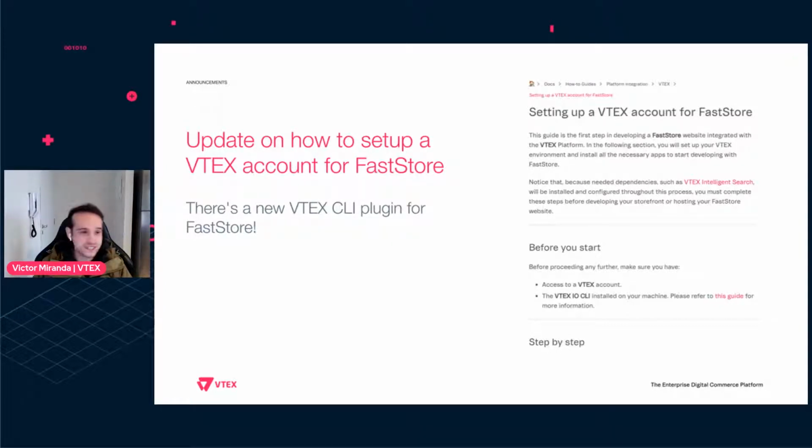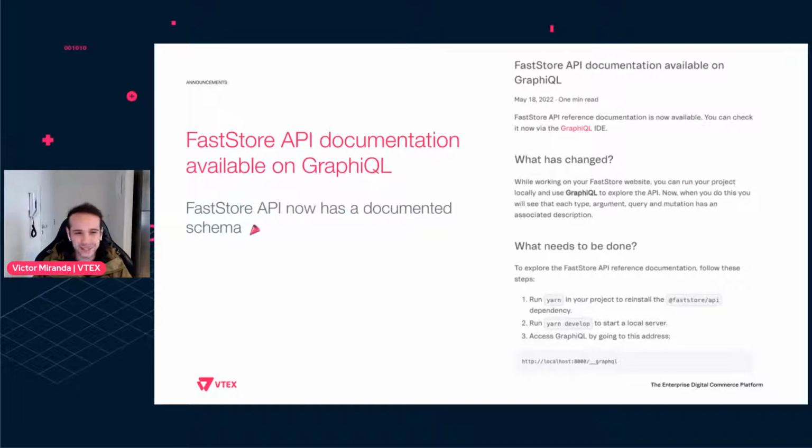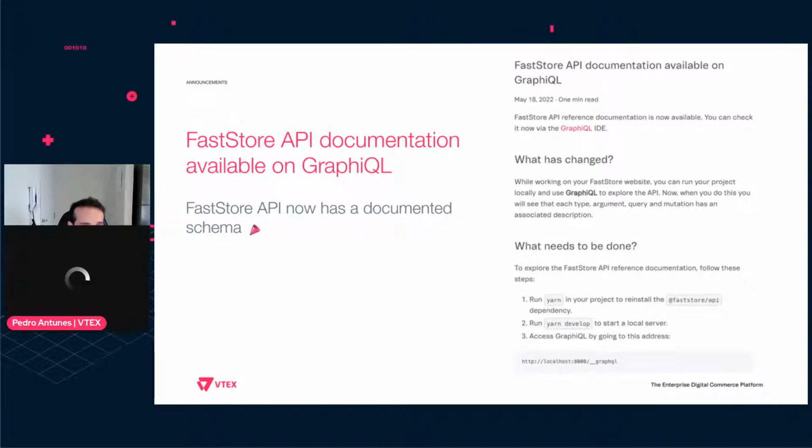Okay, we'll be seeing Jimenez again in a while, but let's move on to the next one. This is actually very exciting as well. We've been meaning to do this for a while, and it's finally done. So the FastStore API documentation is now available on GraphiQL. And the nice thing is that the FastStore API now has a documented schema. And Pedro is here to tell us a bit more about that, and also to show us how it looks.